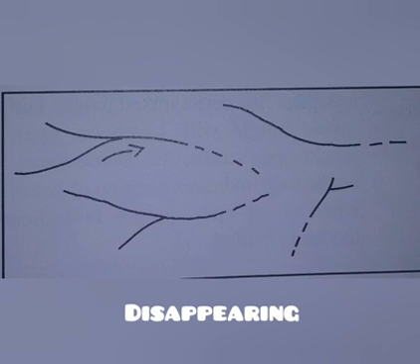Radial, disappearing, dendritic, trellis pattern of drainage. Please remember the four drainage patterns. So we have learned about the settlement pattern and the drainage pattern. And now the next topic.